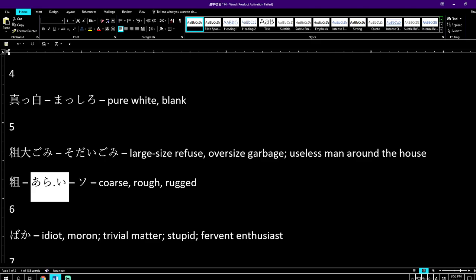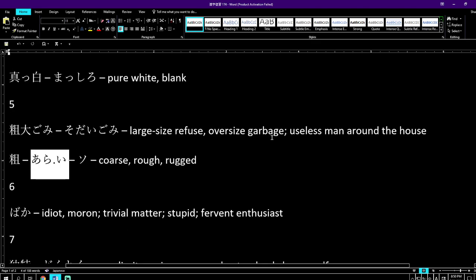Sodaigomi. Coarse, rugged, or rough. Sodaigomi. Coarse, large trash. Coarse, large trash is a useless husband or large size refuse.